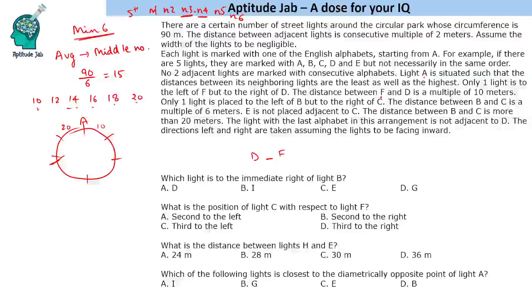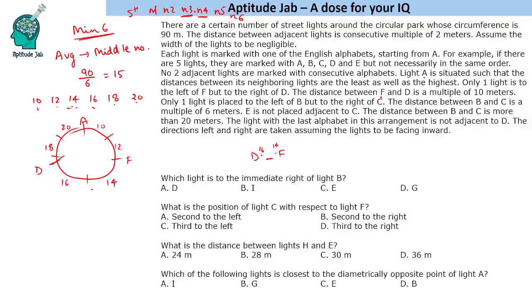Then we have: the distance between F and D is a multiple of 10 meters. F and D, that means there is one light, so there should be two distances. 10 and 12 do not add to a multiple of 10, but 14 and 16 do. So one distance is 14, one distance is 16. So this will be F, then one distance of 14, another light, and this will be D.